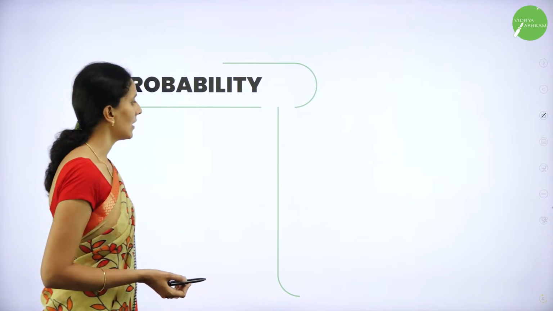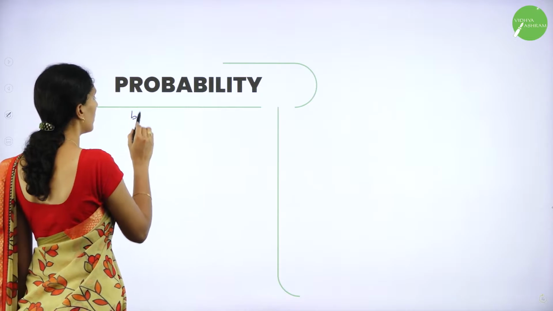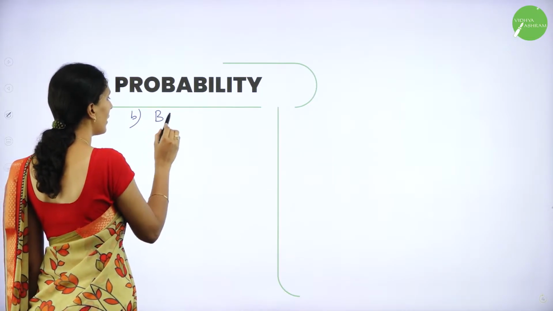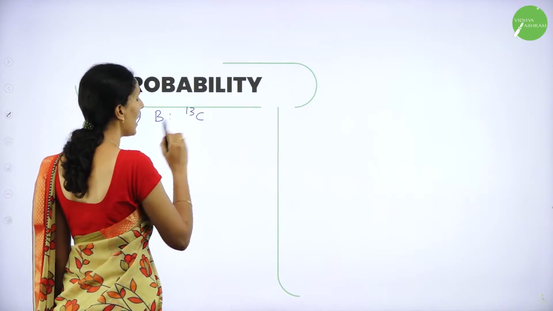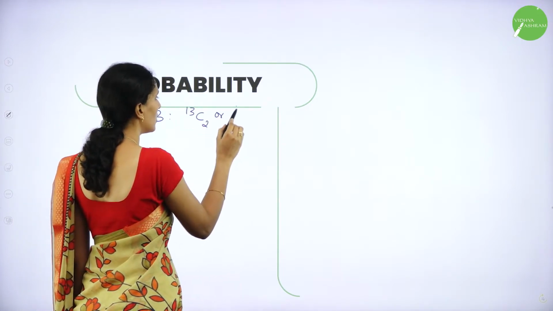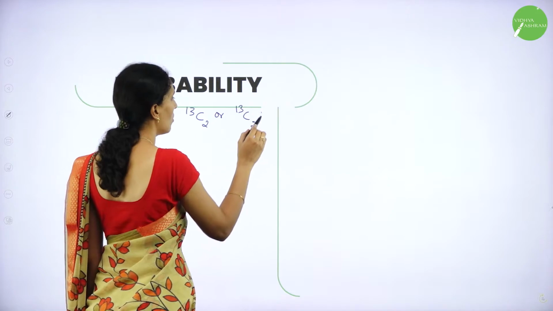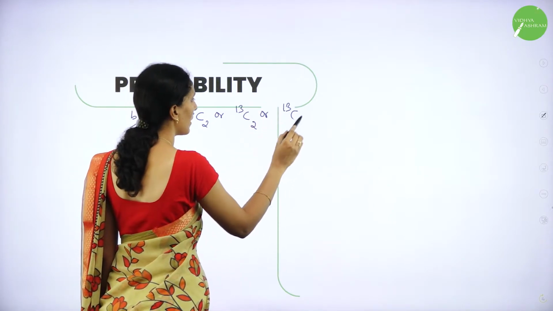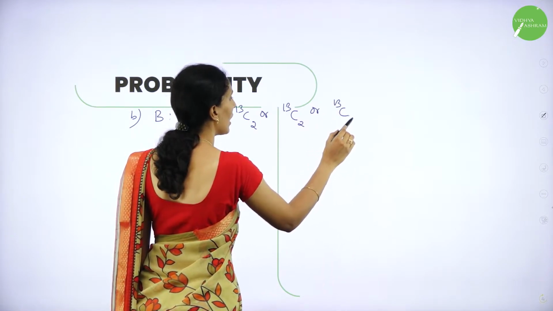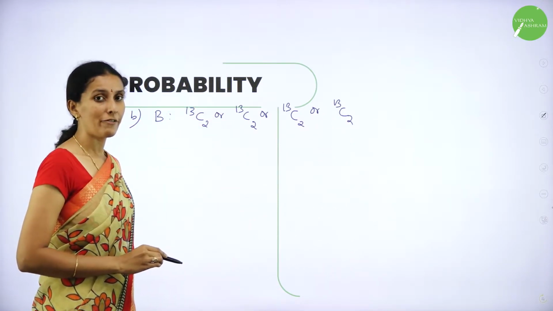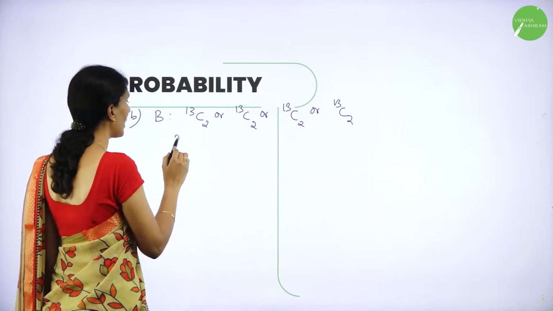So what happens here? If I take B as an event for this question, the 2 cards may be hearts or the 2 cards may be diamonds or the 2 cards may be spades or the 2 cards may be clubs. So this is my favorable outcome. So what is my M here?